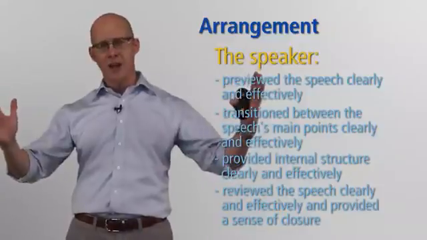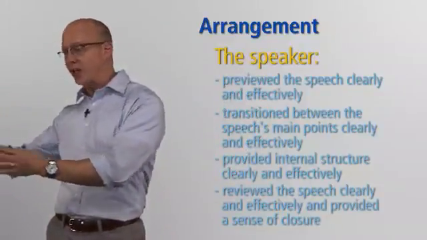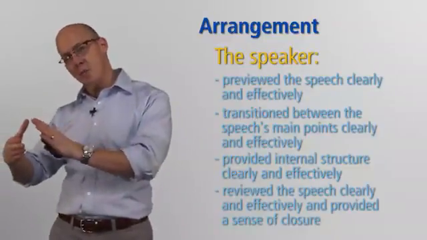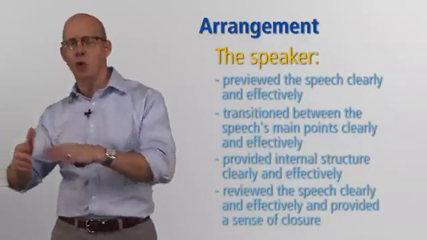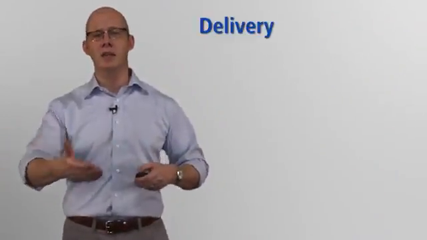So those arrangement categories are, do we have a good opening where I know where you're going? Can I really suss out those two main points? Within each main point, I've got a sense for what you're arguing and what the pieces of support are. And then at the end, are you pulling it all together? So we've got invention, arrangement, and delivery.